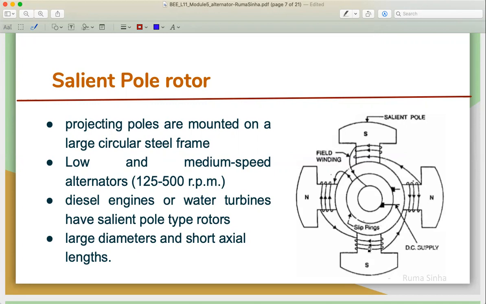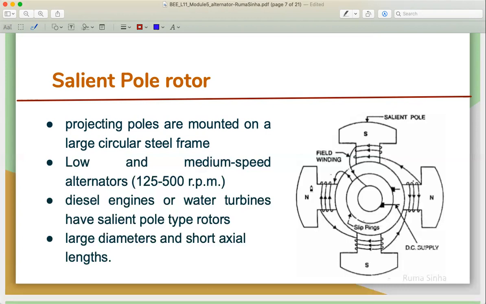So the direction of magnetic field is inward. That indicates this will be a south pole. Here the direction of magnetic field is outward. So that will indicate it is a north pole.